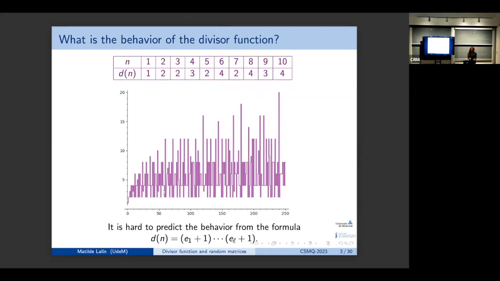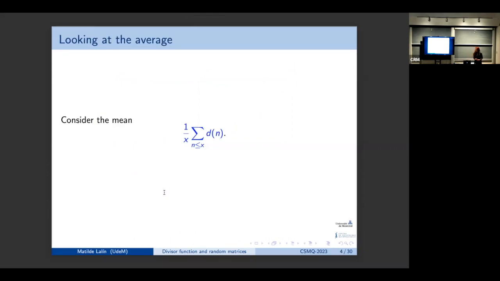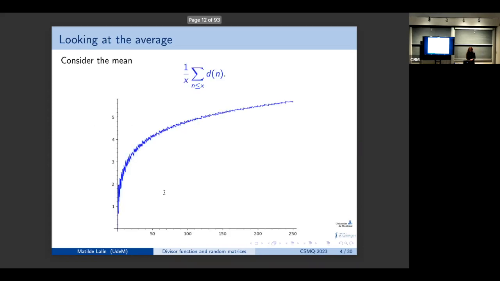Well, one thing we can do is try to take an average. So we consider the mean, the sum of this number of divisors for n up to a certain x, where x is real, since it's natural to adapt to a real function. So we take x real and we divide by x. And if we graph this, then we get something that looks much nicer. Obviously this will have a bit of variation, but if you look far enough, this looks like a very reasonable curve. And in fact, it is a very reasonable curve.